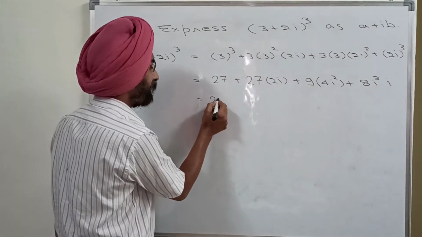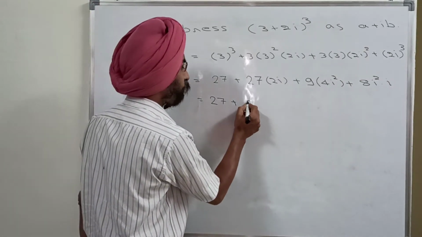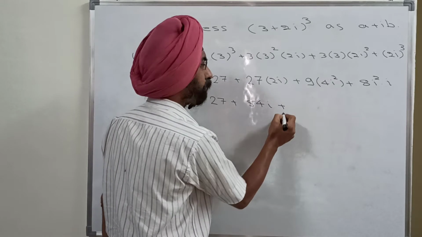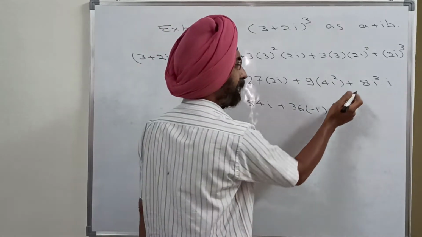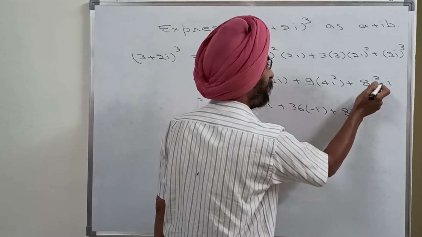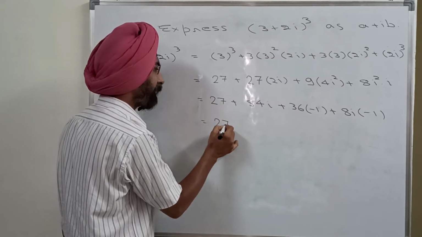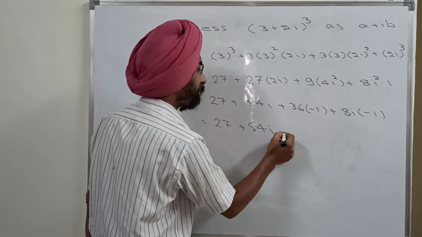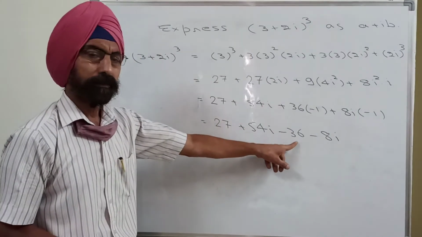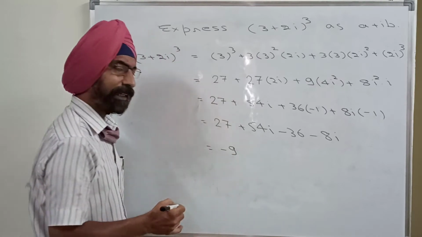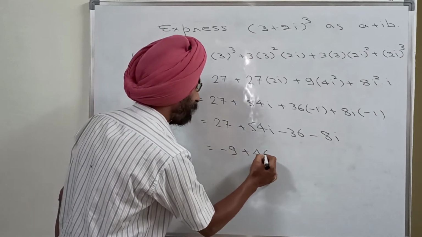It is 27 plus, now it is 27 into 2, 54i, plus 9 into 4 is 36, and this i square is minus 1, plus 8 into this i multiplied by i square, that means minus 1. Now once again simplify. So it is 27 plus 54i minus 36 and minus 8i. 27 minus 36 is minus 9, and 54i minus 8i is plus 46i.